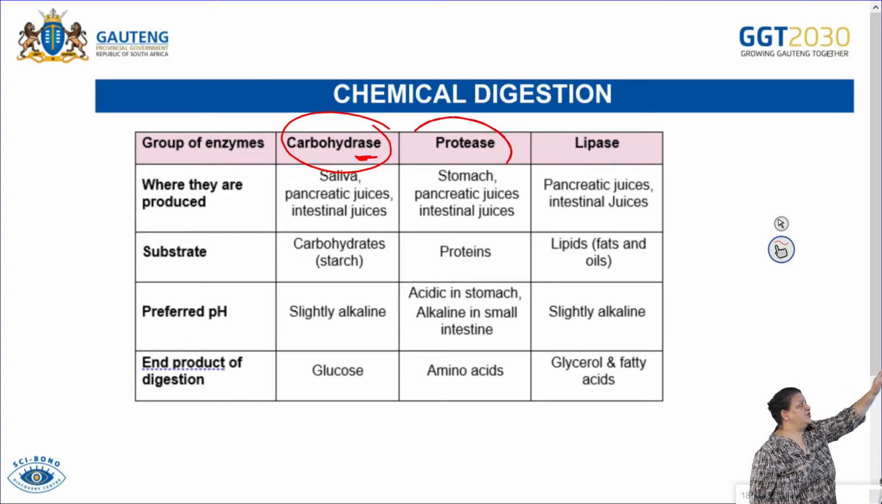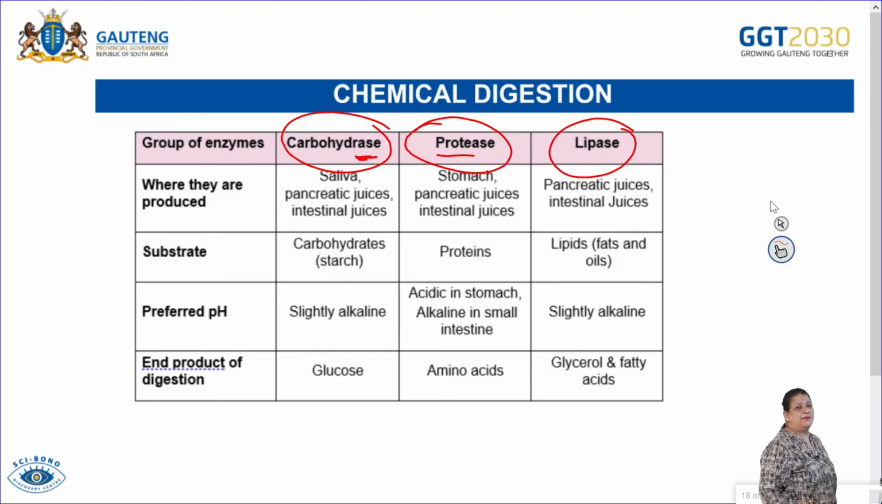Then we have proteases, coming from the word protein. It breaks down all your proteins. So where am I going to have proteases? I don't have any protease in the mouth. I'm going to have protease in the stomach. I'll have protease in the pancreatic juice. I'll have proteases in the intestinal juice. What do proteases do? Break down proteins.